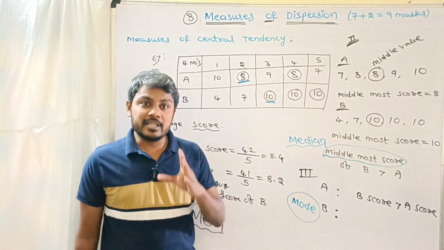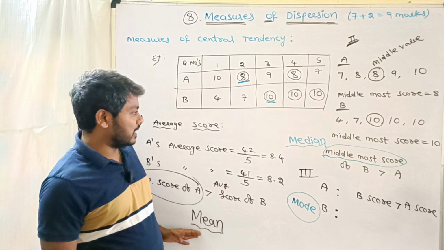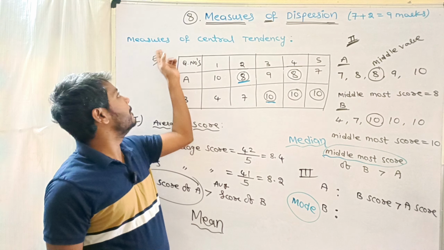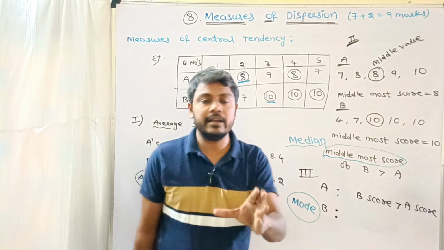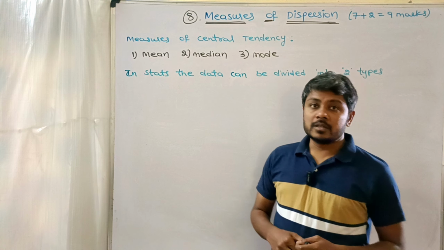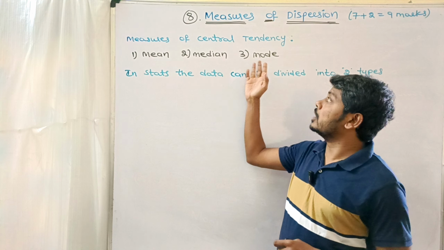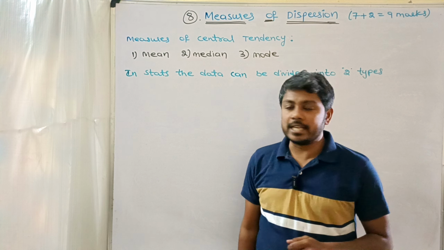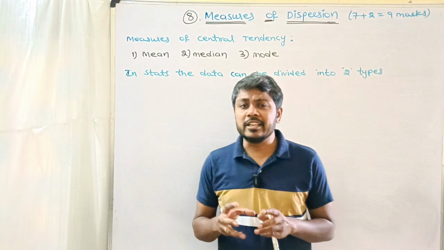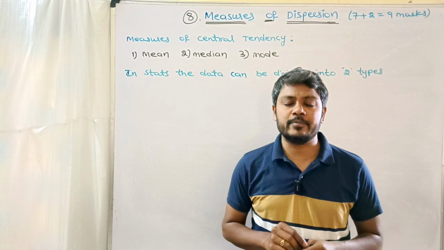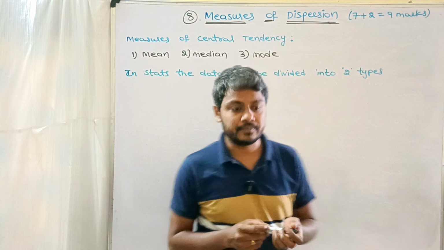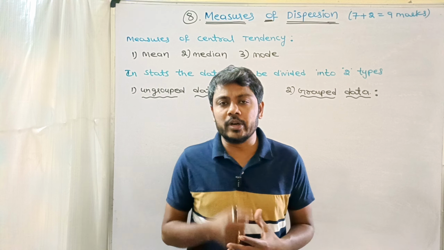So clearly, these three, what are they? Mean, median, mode. These three are called measures of central tendency. Okay. So clearly, mean, median, mode. These three are called what? Measures of central tendency. So next, in statistics, the data can be divided into two types. The first one is ungrouped data and the second one is grouped data. So first one, ungrouped data.